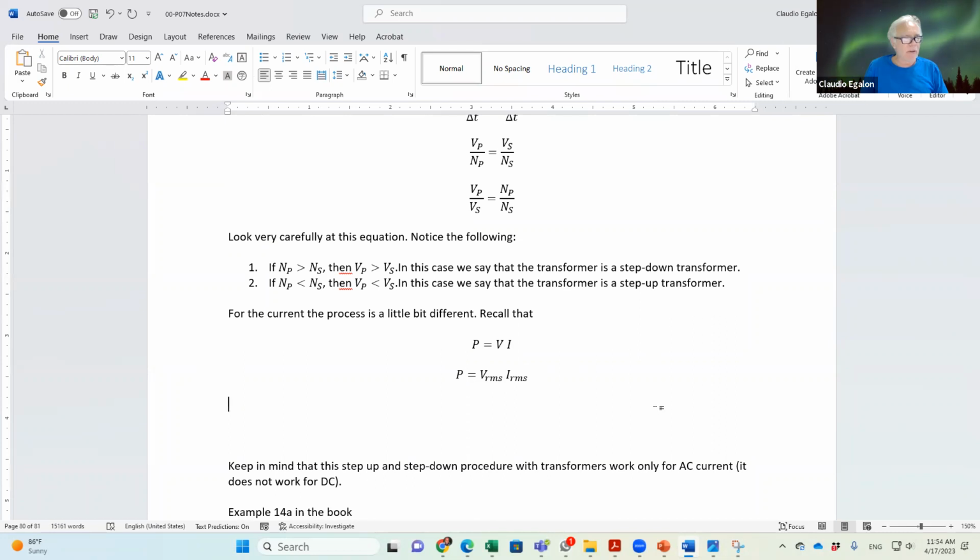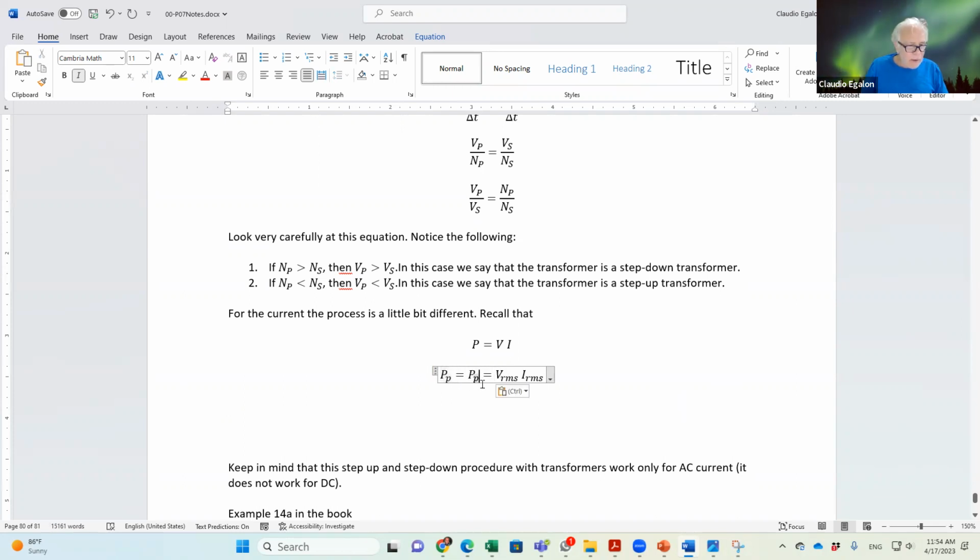So when we have a transformer, we are transferring energy from one coil to another. And for the case of an ideal transformer, the power on the primary should be equal to the power on the secondary. It's very close, not exactly 100%, like 99%. So I'm going to put P primary is equal to P secondary, which is equal to P, okay?